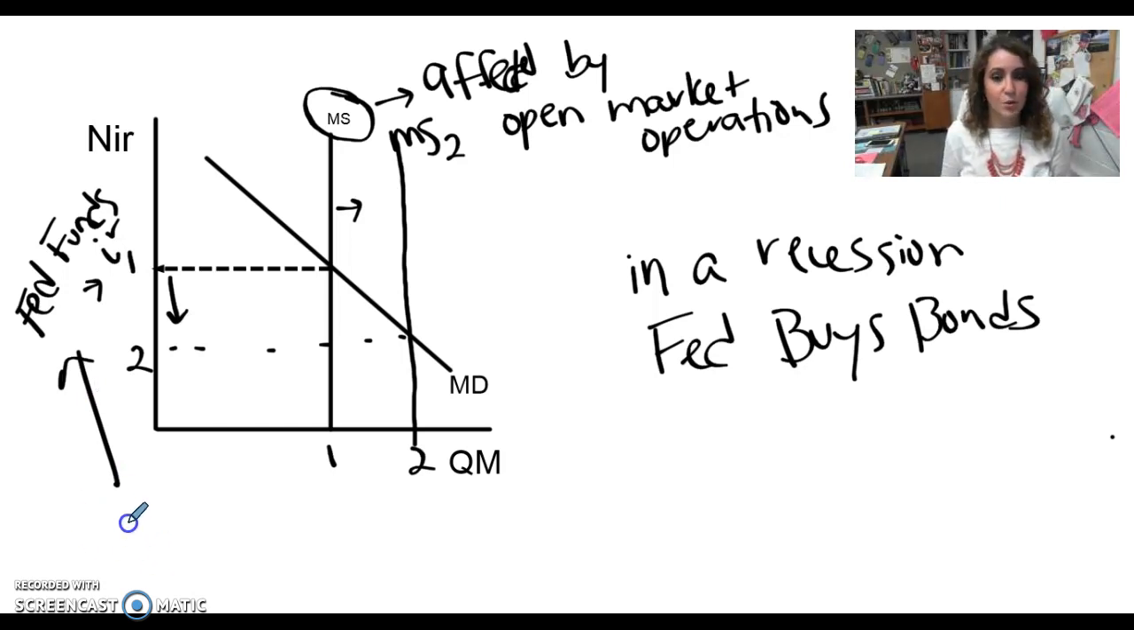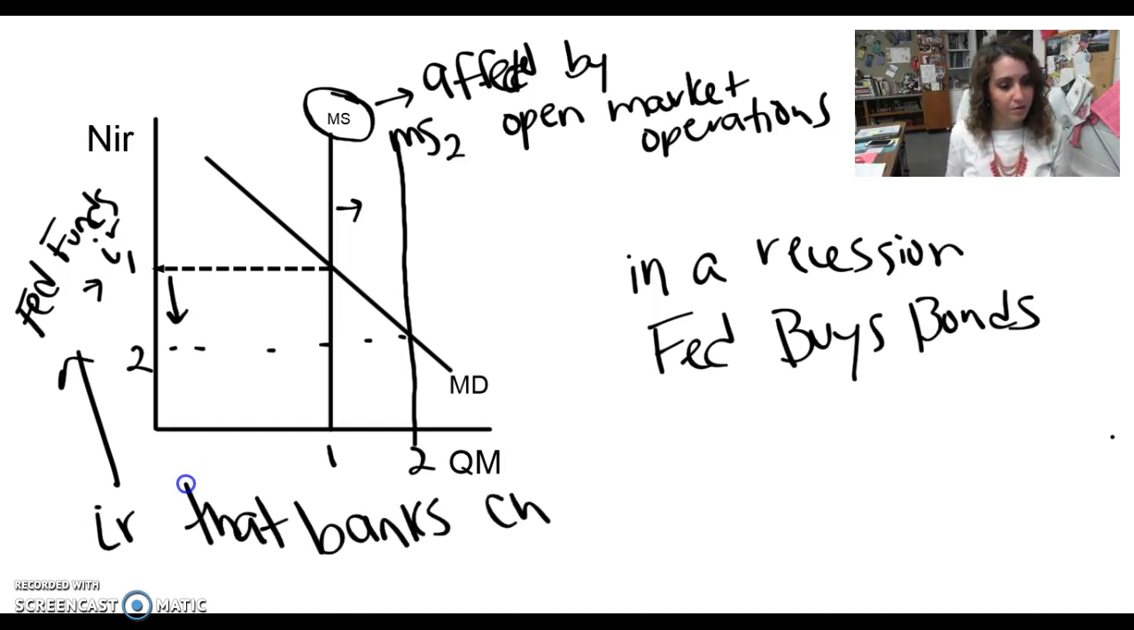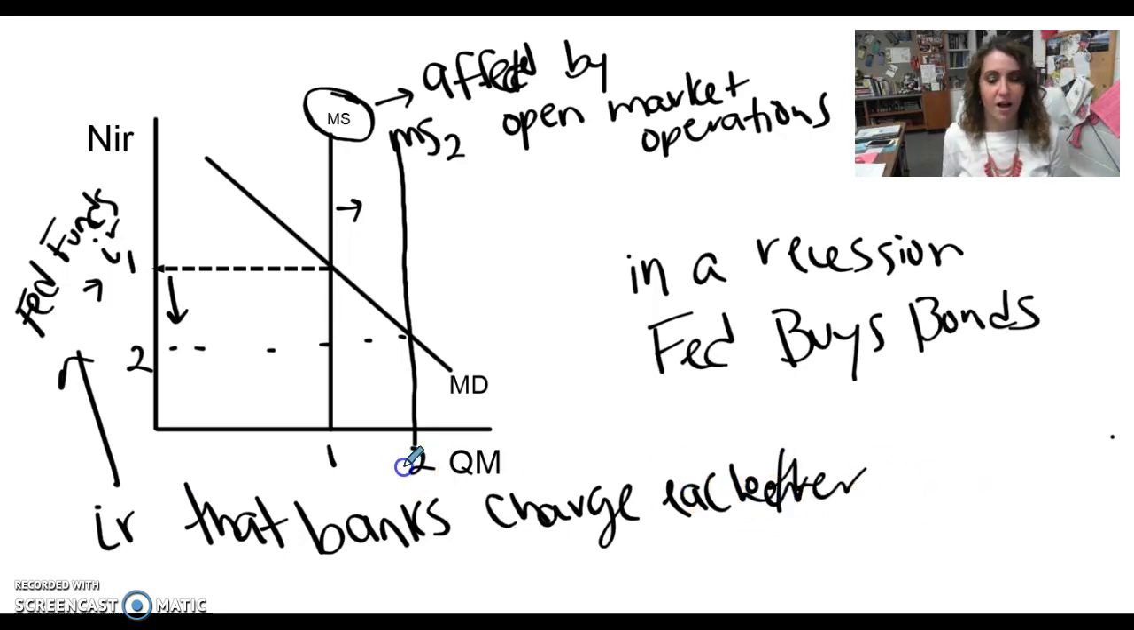So the Fed funds rate is what banks charge each other. It is the interest rate that banks charge each other. That's going to be the one that's used most often.